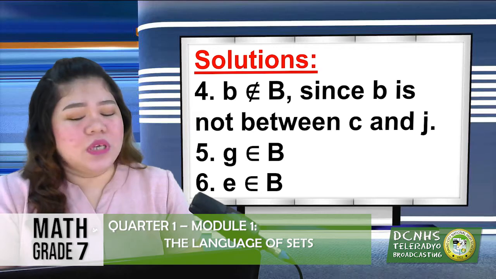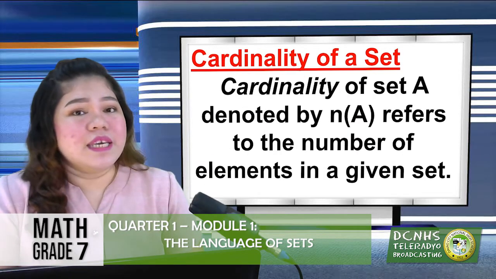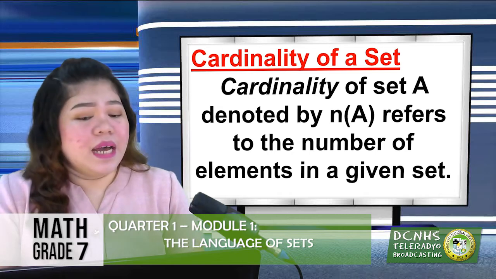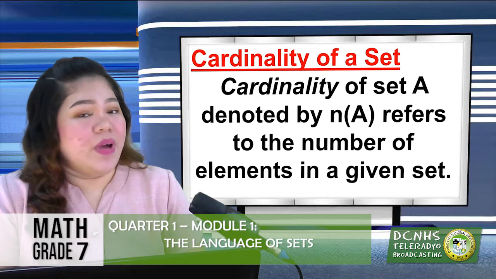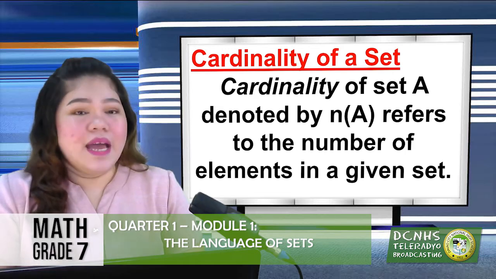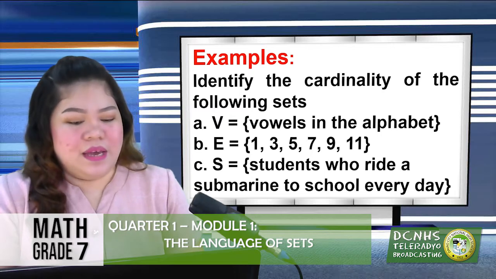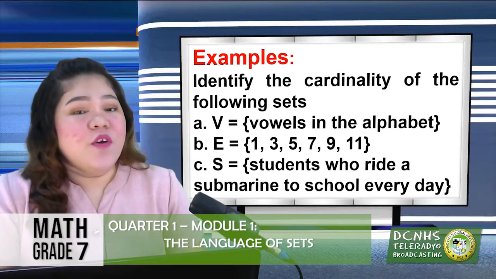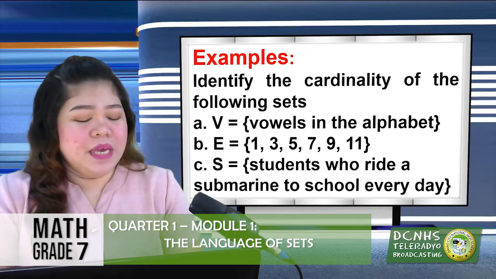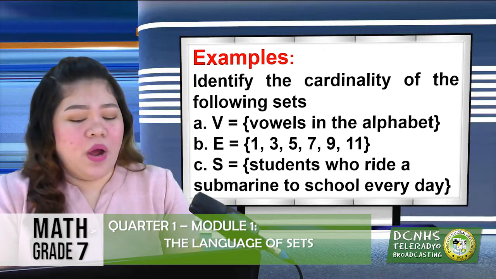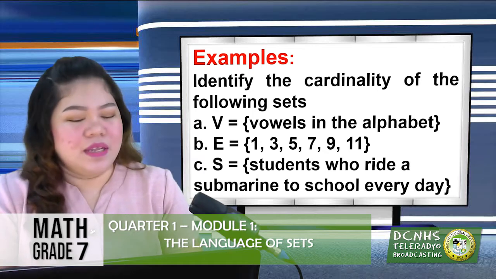Let us continue with cardinality of a set. Cardinality of a set, denoted by n(A), refers to the number of elements in a given set. Example: identify the cardinality of the following sets. For letter A, V is the set of vowels in the alphabet. For letter B, E is the set of 1, 3, 5, 7, 9, 11.